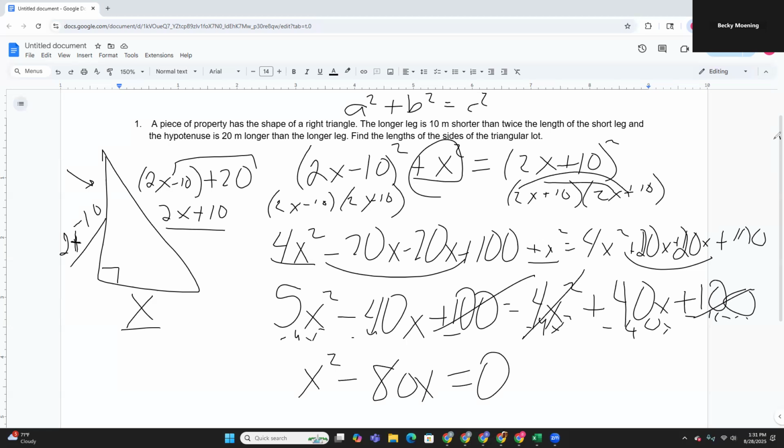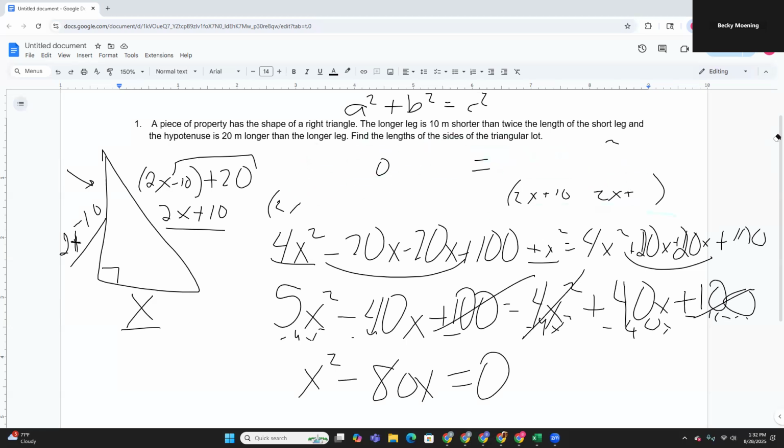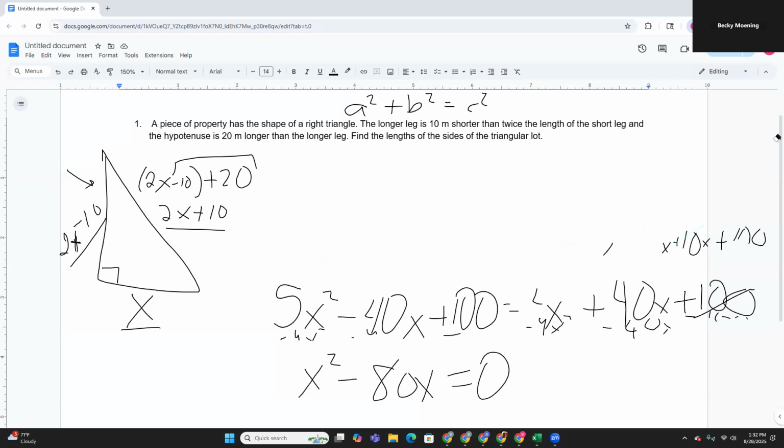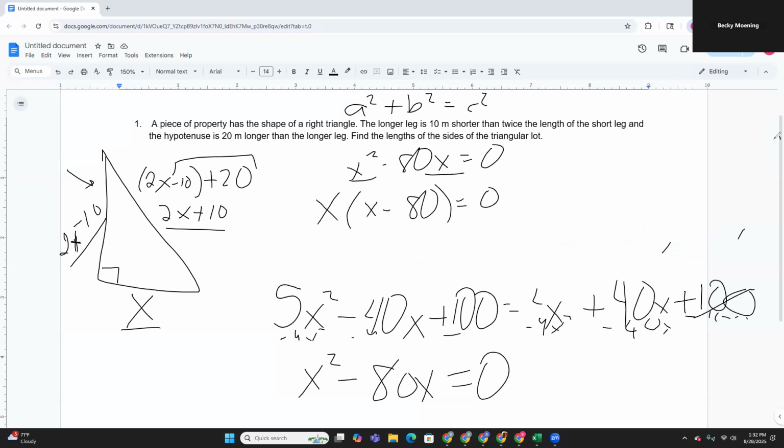Okay, so now we are ready to factor that. Let me just get a little bit of space here. Let's just start at the top. I don't want to erase all of it because I want to keep my triangle that we're going to play with. So we are going to factor x squared minus 80x equals 0. Well, hopefully pretty quickly you can see that these both have an x. So I can factor out the greatest common factor of x, and I get x times (x minus 80) equals 0.